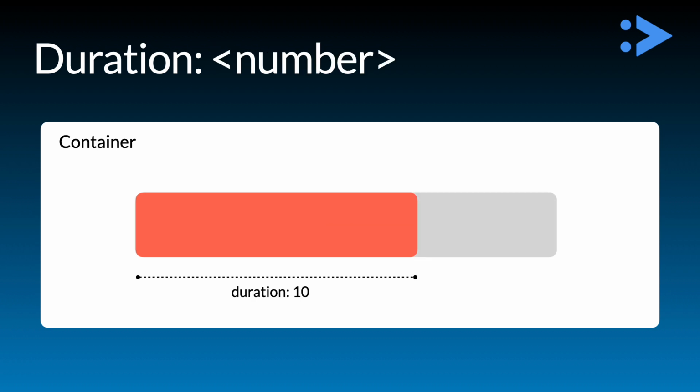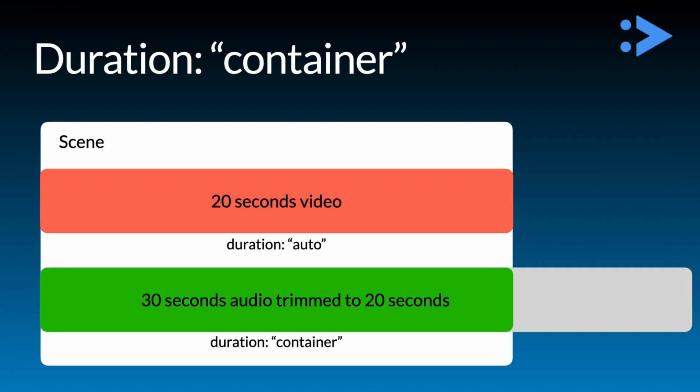If you set the duration to a number value in seconds, the asset will be trimmed to that duration. For example, if a video is 15 seconds long and you set the duration to 10 seconds, you will trim the last 5 seconds of the video. In case you want a video or audio to adjust to the length of its container, you can use the value container. This is especially useful for background music that is longer than your video.